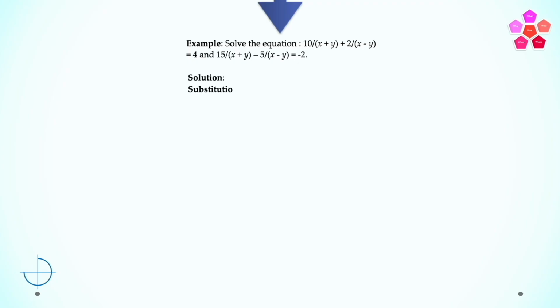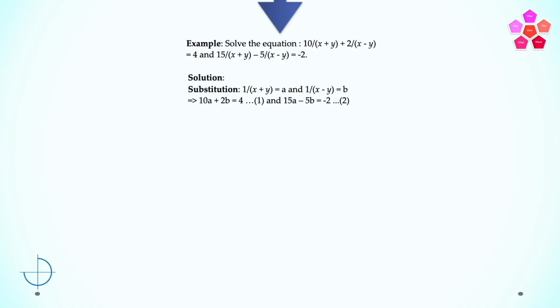The solution would start with a substitution, obviously, where we substitute 1 divided by x plus y is equal to a and 1 divided by x minus y is equal to b. So the equation becomes 10a plus 2b is equal to 4, which forms our equation 1, and 15a minus 5b is equal to minus 2, which forms our equation 2. This always fascinates me how a simple substitution converts a complex equation into a linear equation.